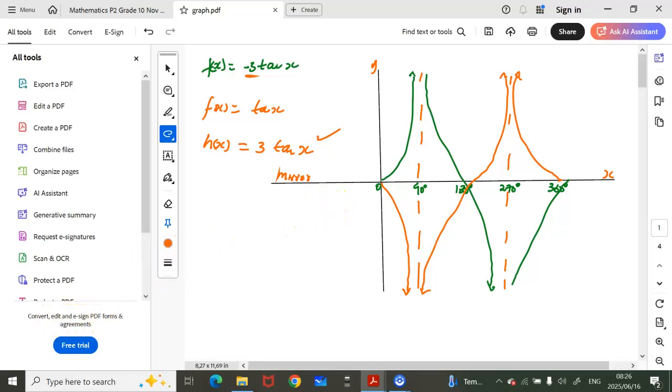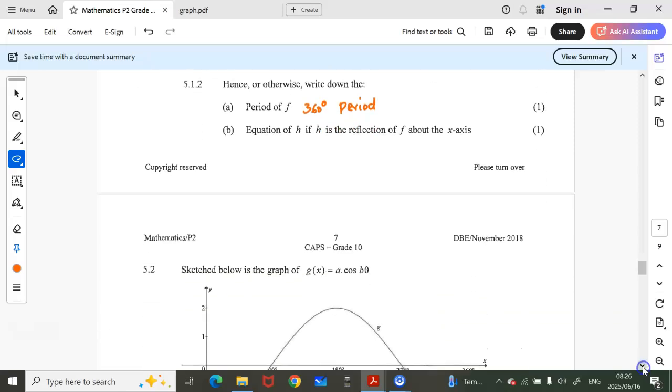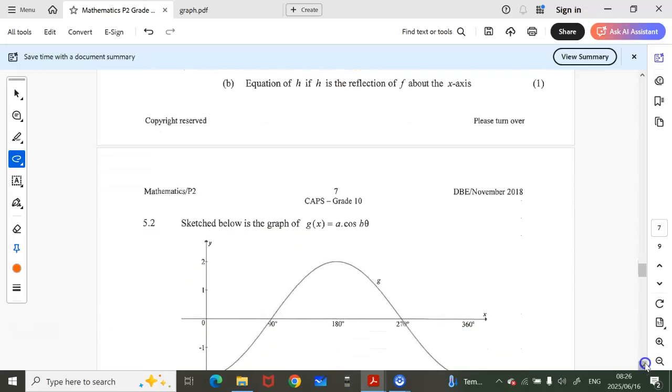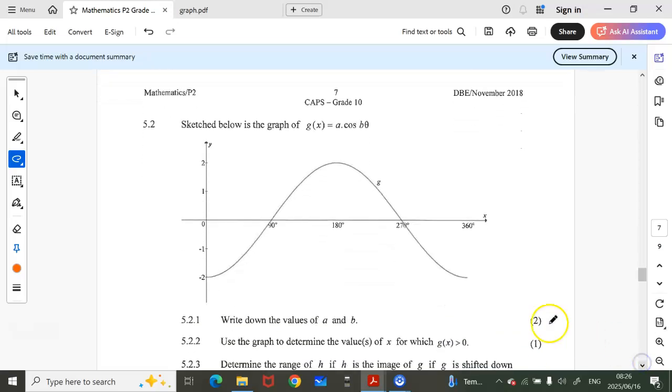Yeah, and then let's continue looking into the next question, because it is also about a graph. 5.2: we are given a cos graph. Sketched below is the graph of g of x equals a cos b theta. A, remember, indicates our amplitude.